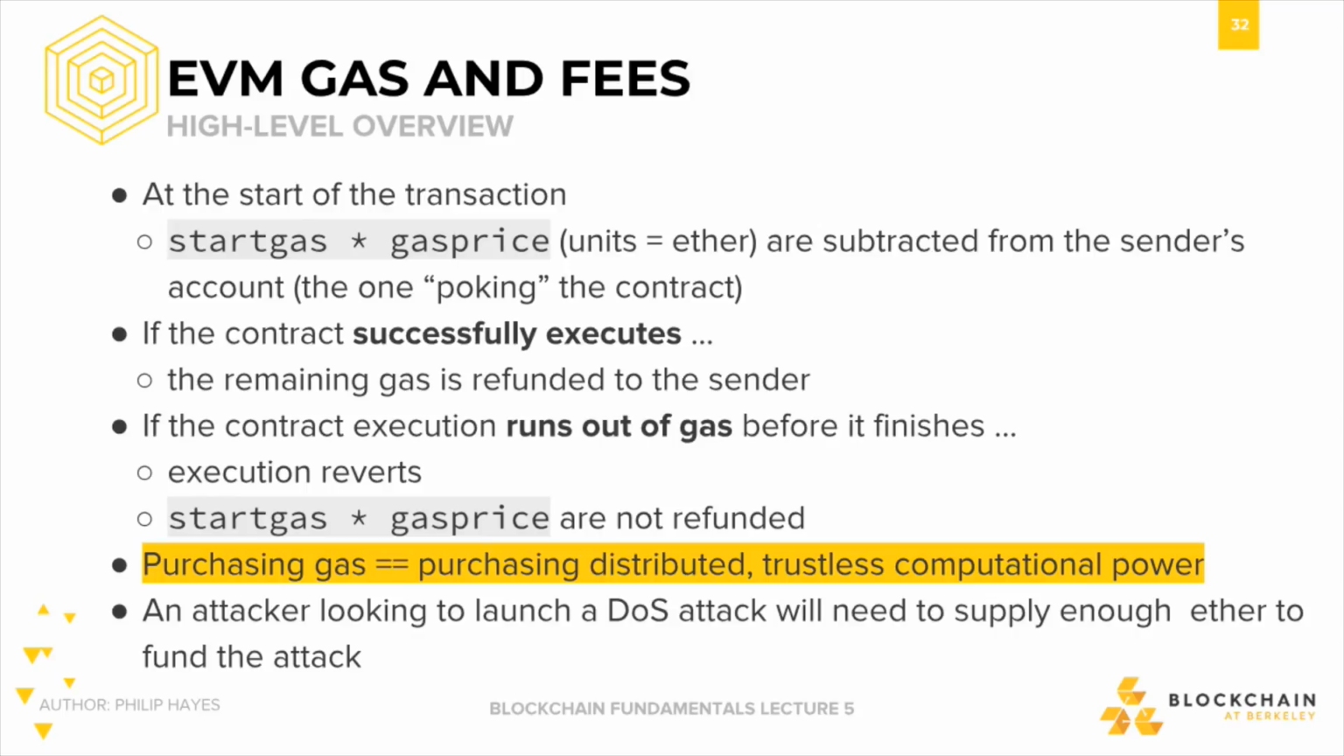Theoretically, yes. Right, so each opcode is going to require a certain amount of gas, and then your gas price specifies how much ether you're going to pay per gas. So the higher your gas price is, the more you're going to pay for the same execution. Okay, good questions. Any other ones?